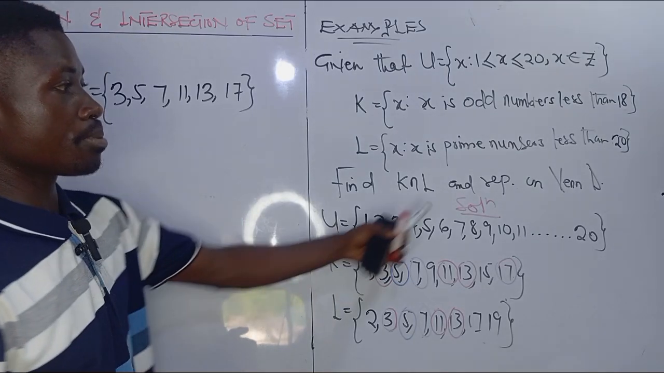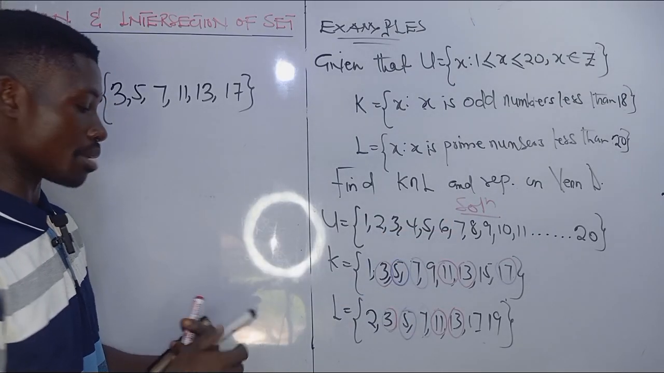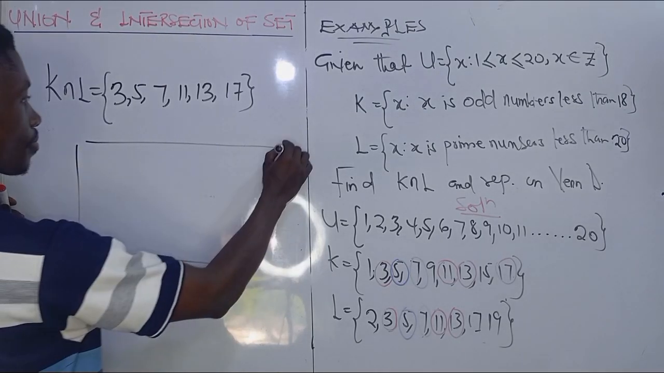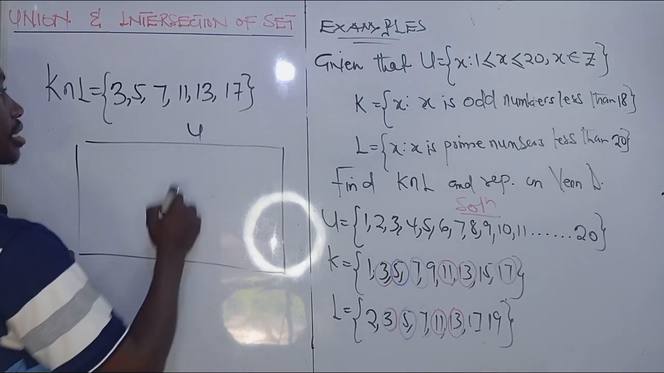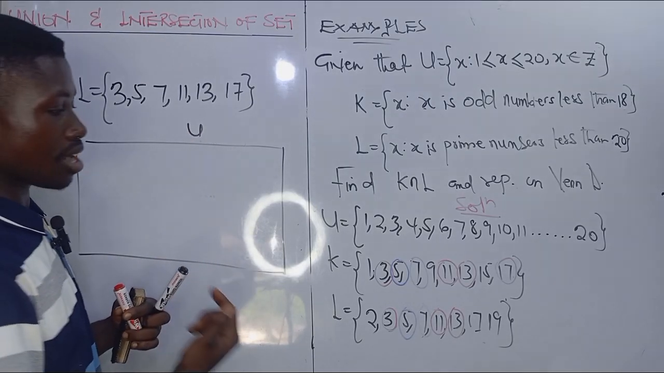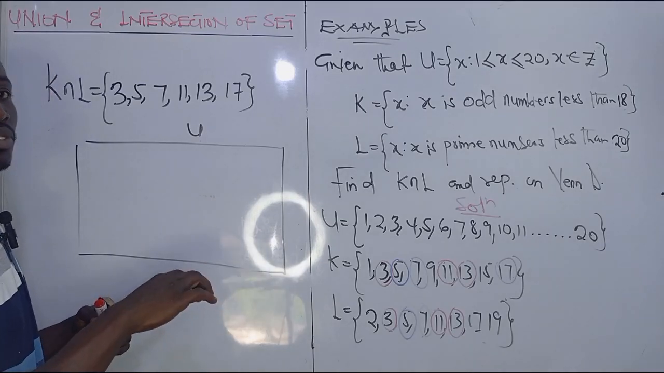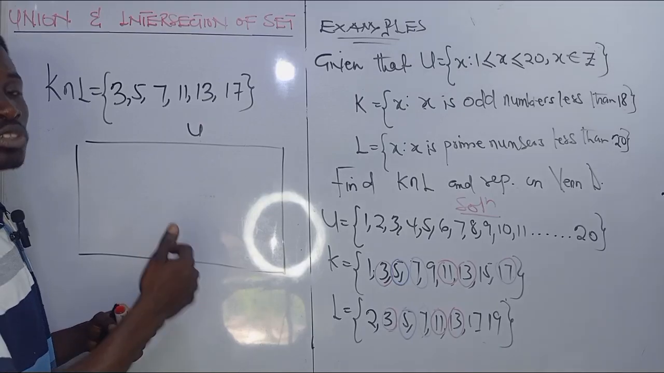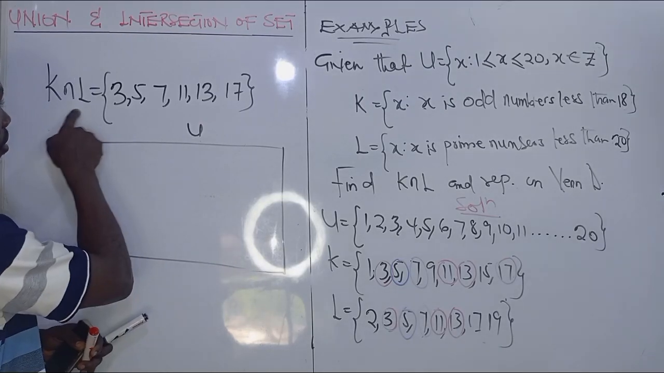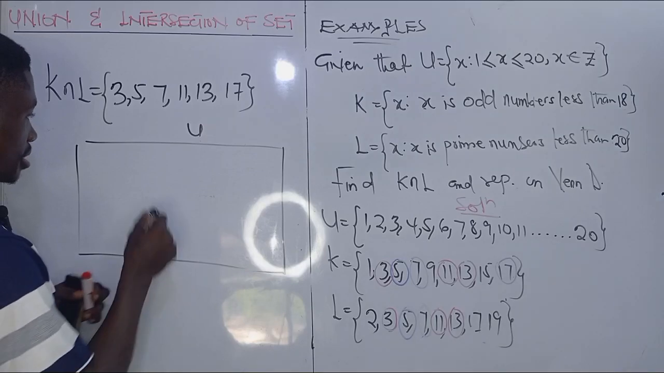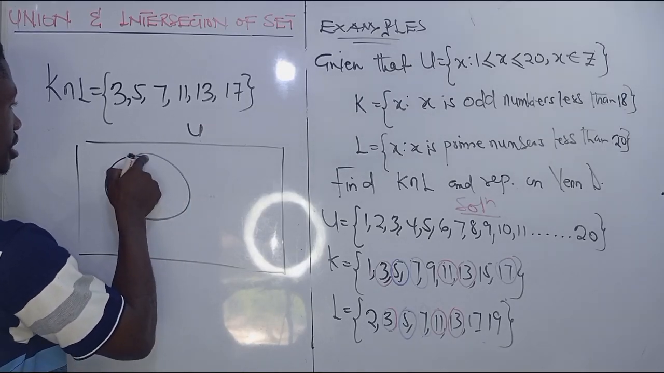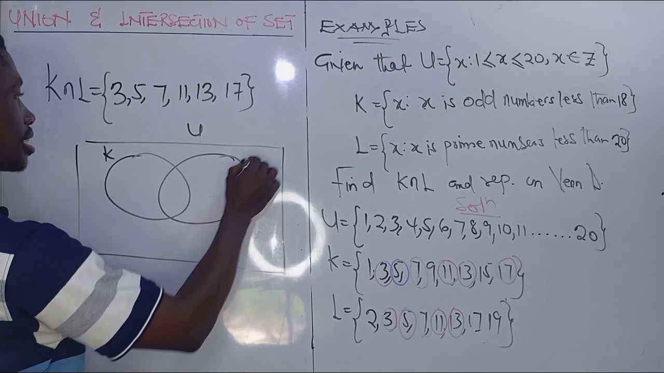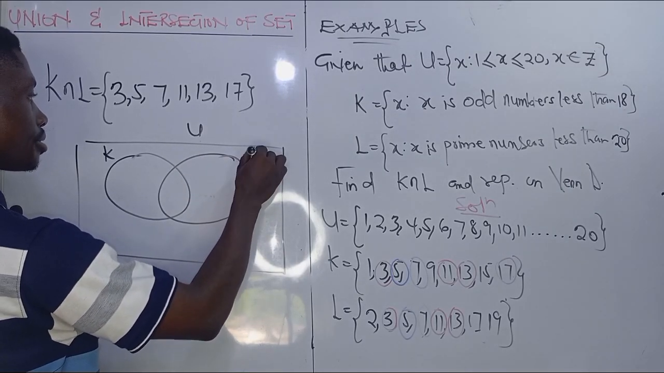Now our task is to represent this information on the Venn diagram. So this is how we are going to go about it. We have our universal set. How many subsets do we have? We have 2 subsets. So we are going to draw 2 circles, and these 2 circles are going to intersect because we have an intersection. The first circle represents set K, and then we have another circle, let's call it set L.